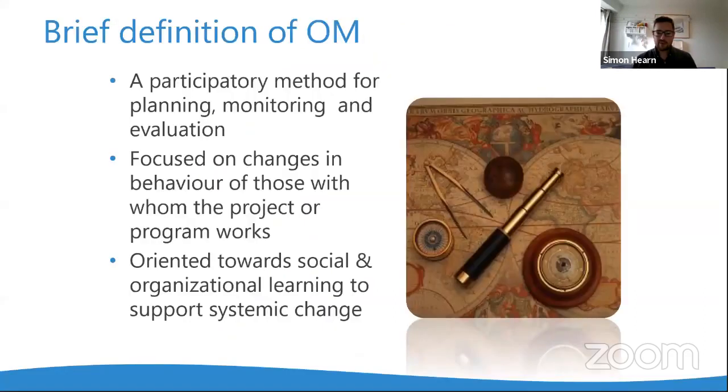So what is outcome mapping then? The brief definition is that it's a participatory method for planning, monitoring, and evaluation. It's got a particular focus on change of behavior, and not just anyone's behavior, but the behavior of those people or organizations that a project or program works with. And it's got a particular orientation towards social and organizational learning to support systemic change. And Lisa mentioned these things in her introduction.